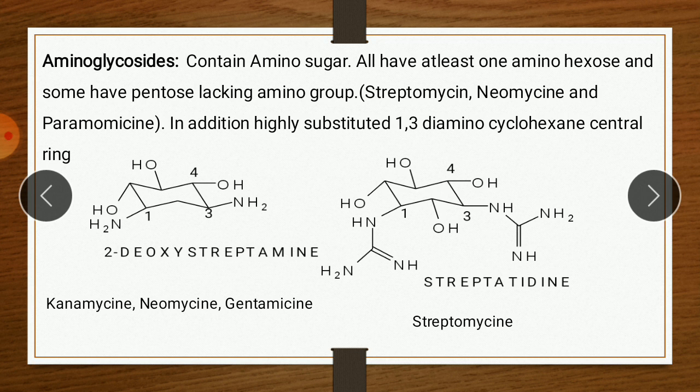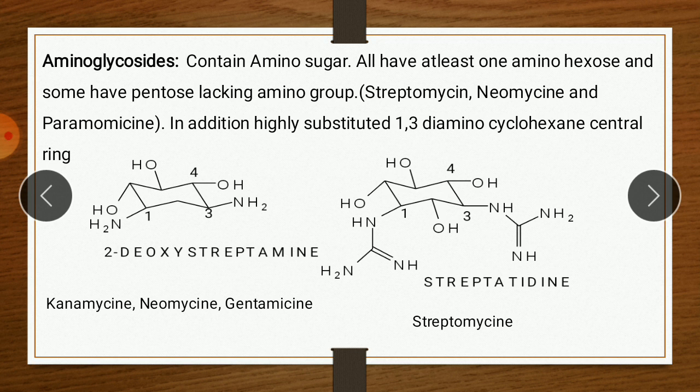Chemistry. Aminoglycosides are named because their structure consists of amino sugars linked glycosidically. All aminoglycosides have at least one amino hexose, meaning an amino group with a 6 carbon carbohydrate, and some have a pentose 5-member ring lacking amino group, like streptomycin, neomycin, and paromomycin.